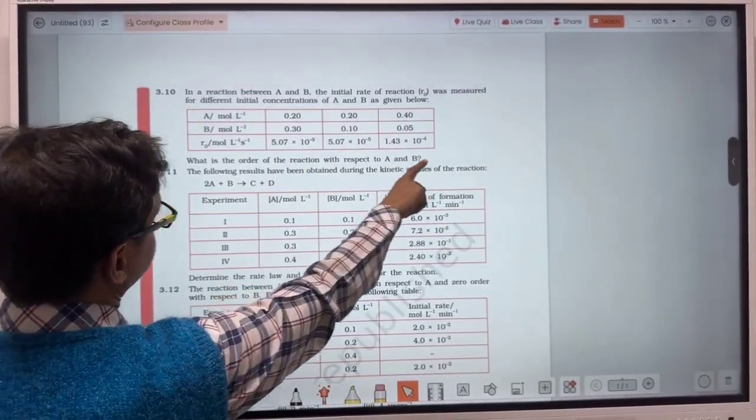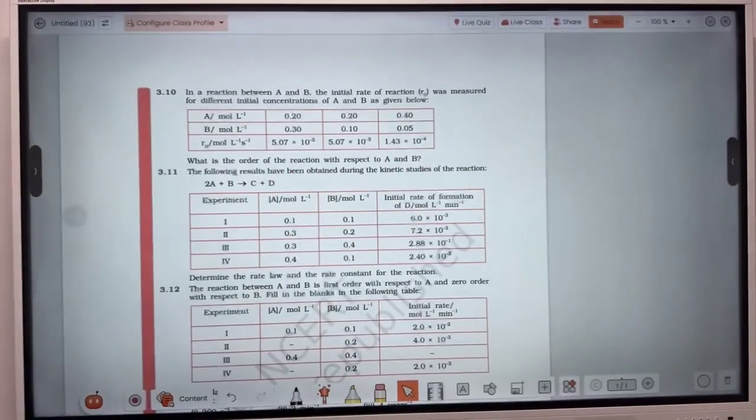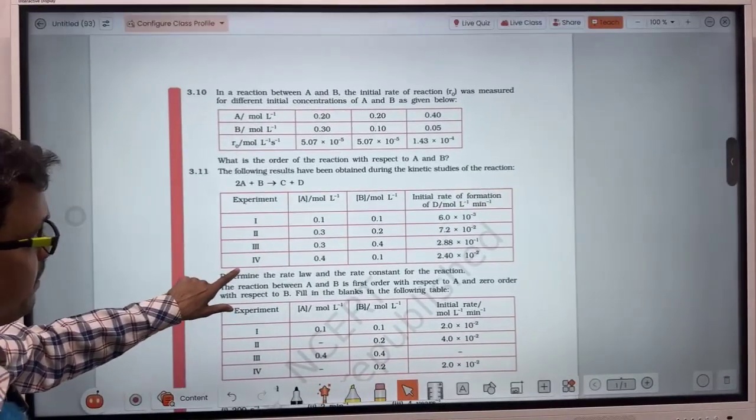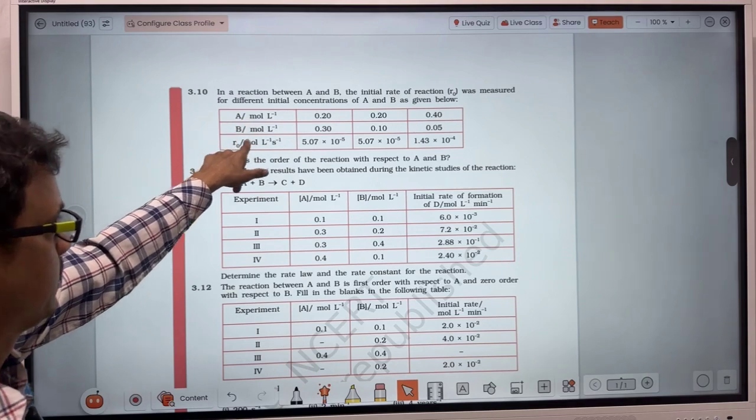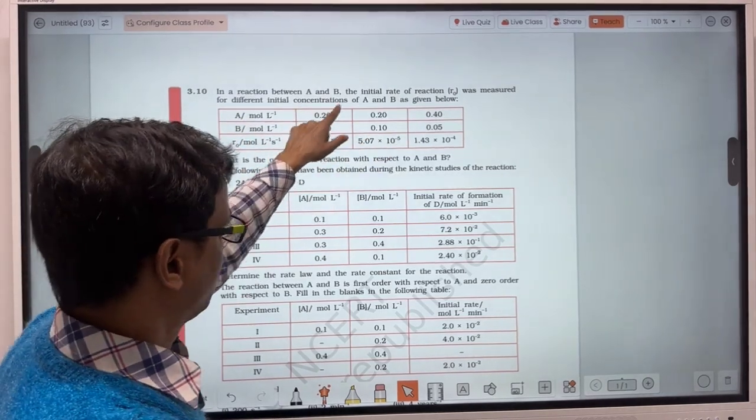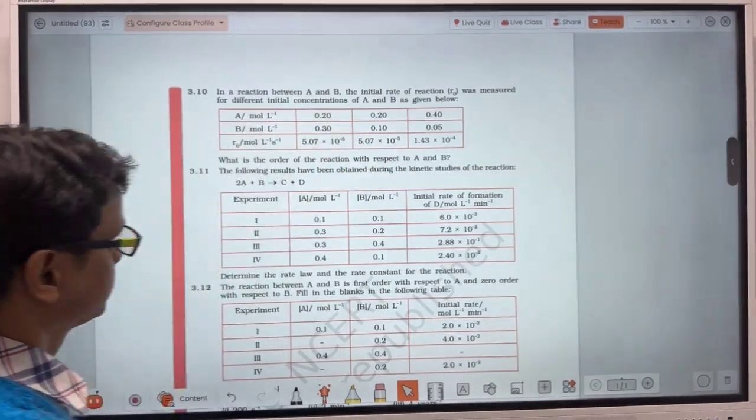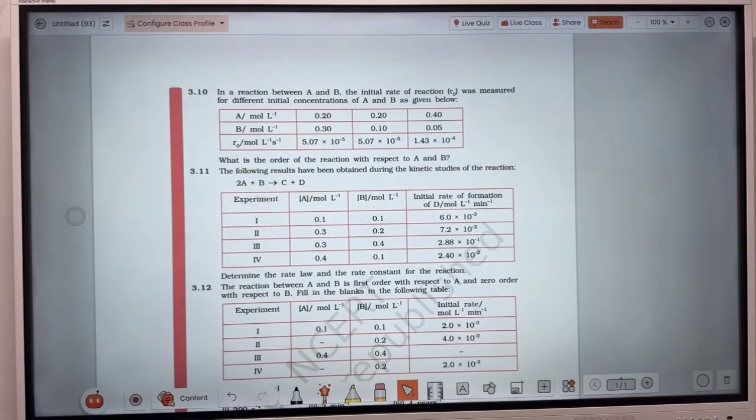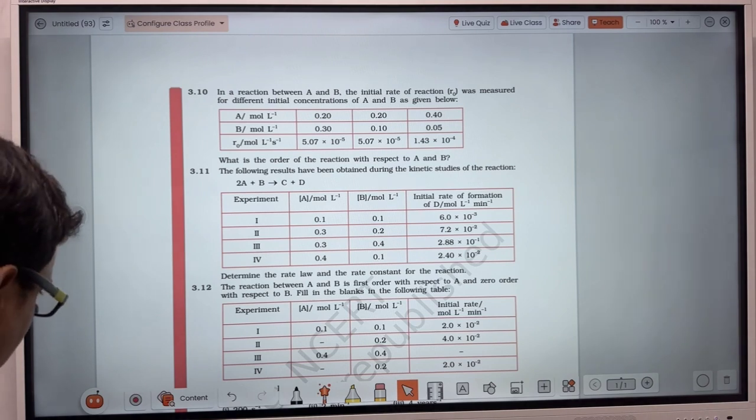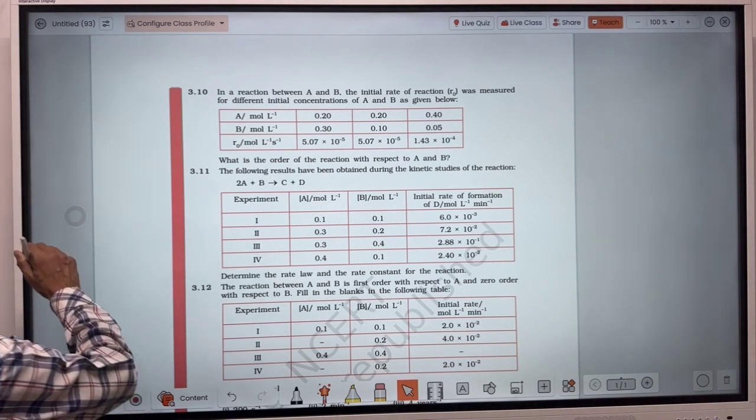Watch out for this question here. Here, charts A and B have been given, with the concentration of reactant and product, and the effect on the rate of reaction. It's asking you to find the order of reaction with respect to A and B. So how to solve? Let's see.